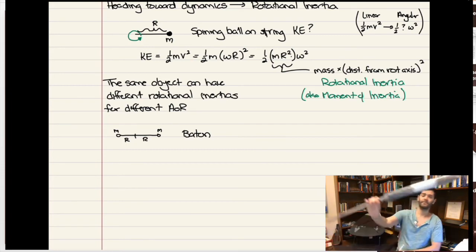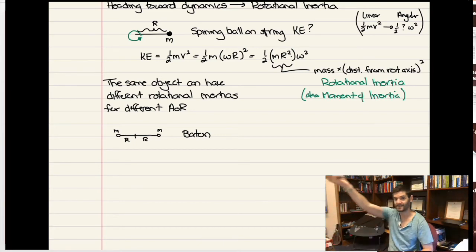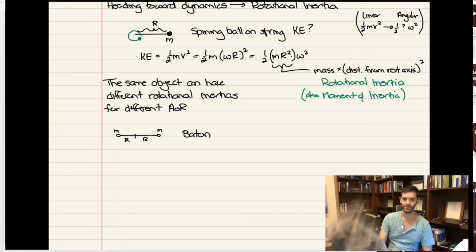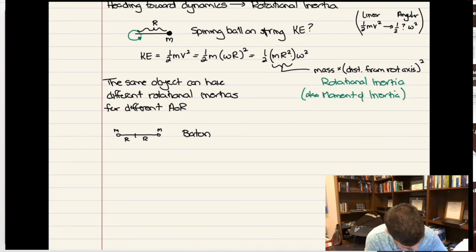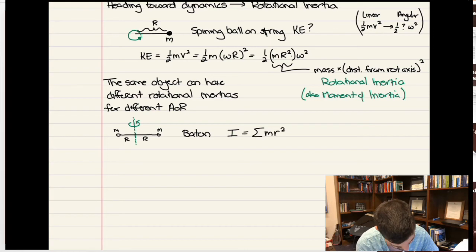Am I rotating it like I've been doing, like this? Or am I rotating it like this? Or am I rotating it like this, on one end? You get different answers for each. So let's assume that my axis of rotation is about the center. I'm doing it like a cheerleader. So in that case, the rotational inertia, which is sometimes given the symbol I, is then just the sum of the individual masses multiplied by the square of the distance from that mass to the axis of rotation.